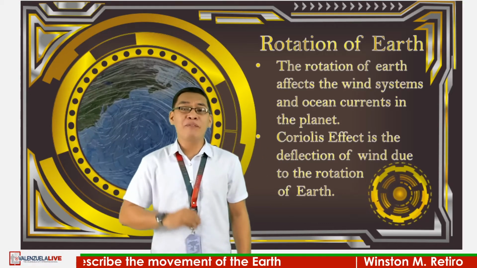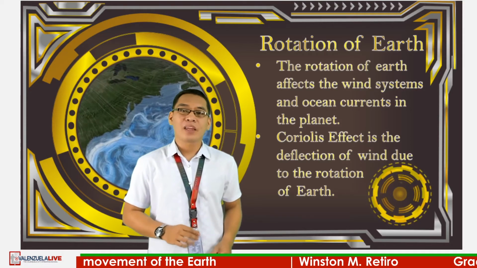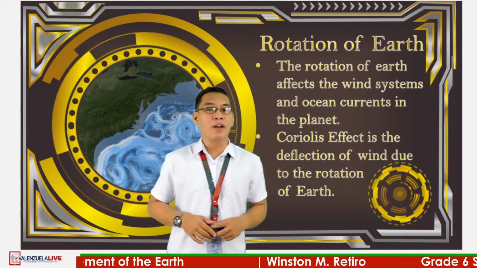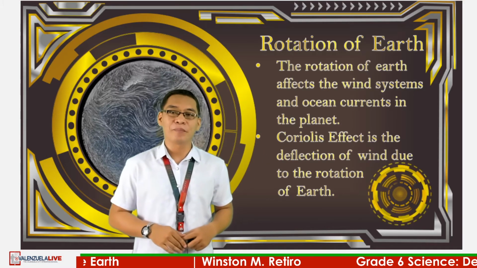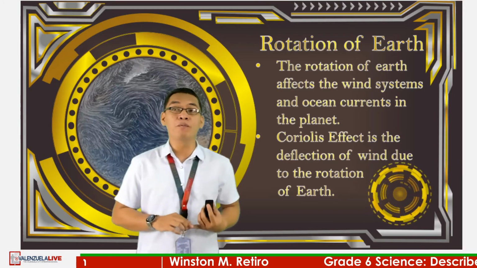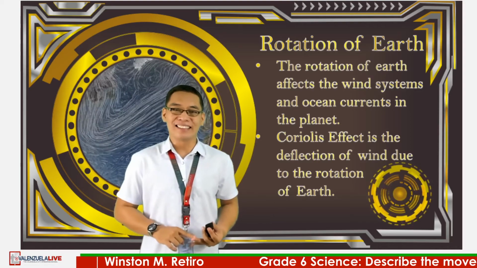Now, is everything clear? The Earth is a planet of the solar system which revolves around the sun. The Earth has two kinds of motion, revolution and rotation.